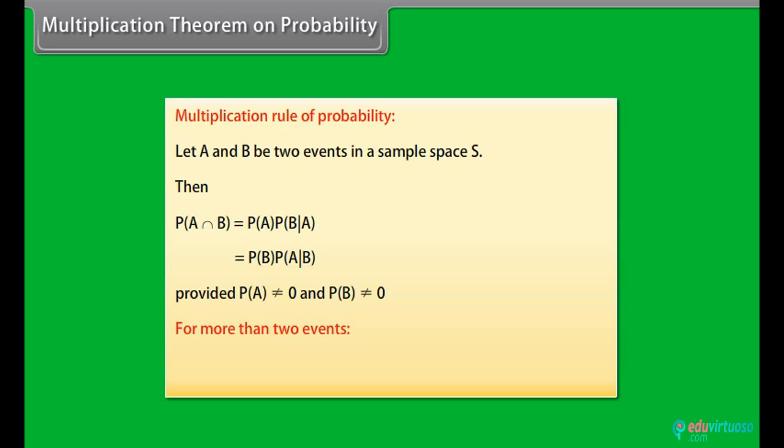For more than two events, probability of A intersection B intersection C is equal to probability of event A into conditional probability of event B when A is given into conditional probability of event C when A intersection B is given, which is equal to probability of event A into conditional probability of event B when A is given into conditional probability of event C when AB is given.